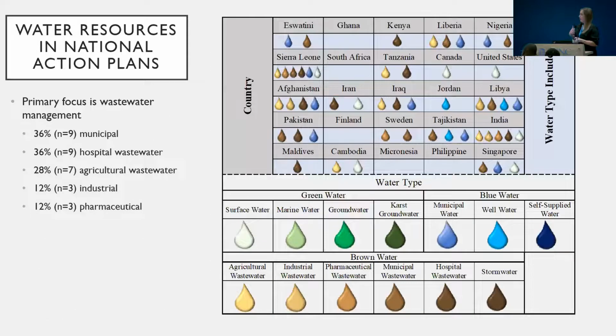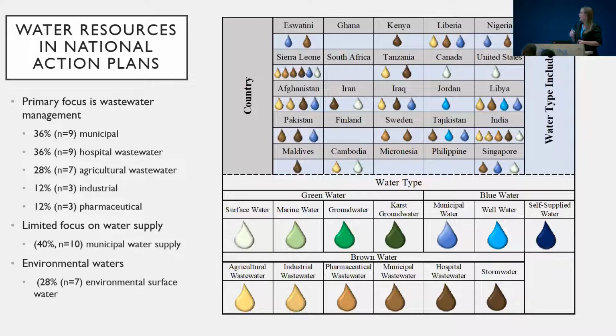So diving further into water resources, as I mentioned, we looked at water resources within each of these national action plans and saw that their primary focus, again, is wastewater, if it was mentioned, with limited focus on water supply or drinking water, and environmental water being significantly overlooked. If included, it was surface waters, but otherwise overlooking other water resources such as groundwater here.